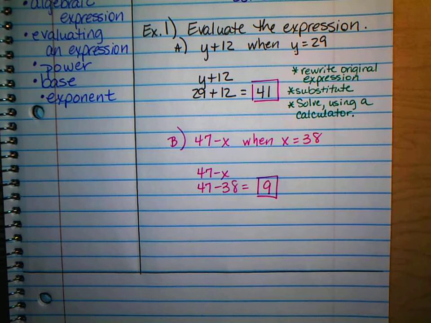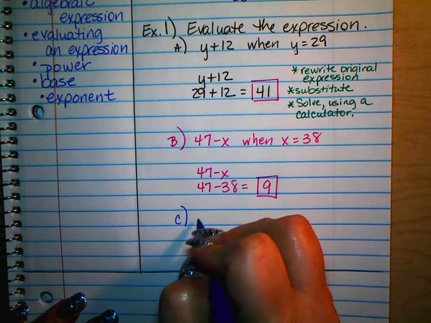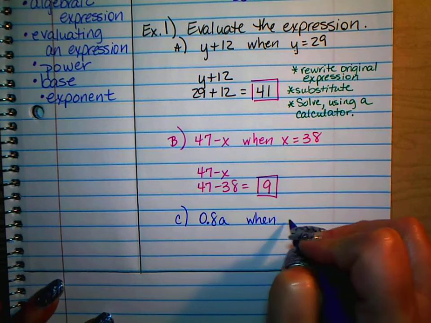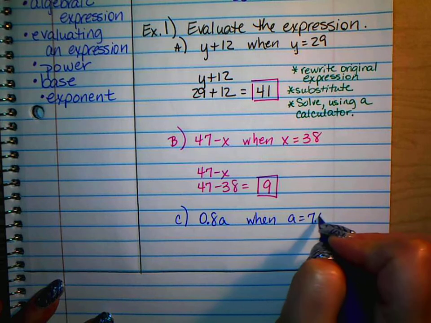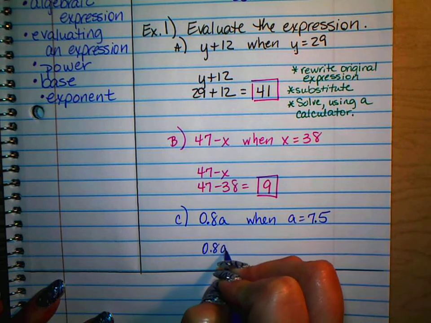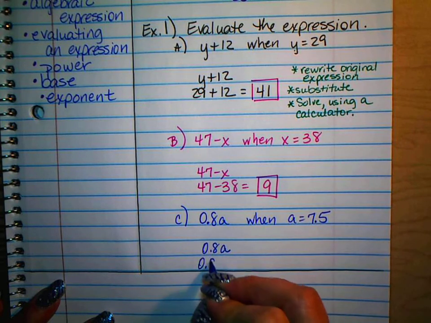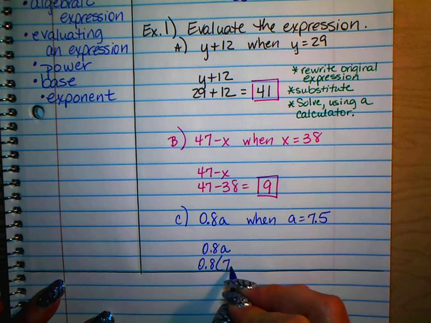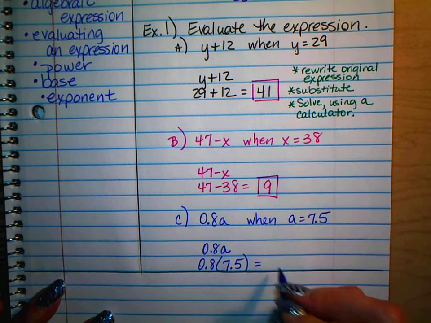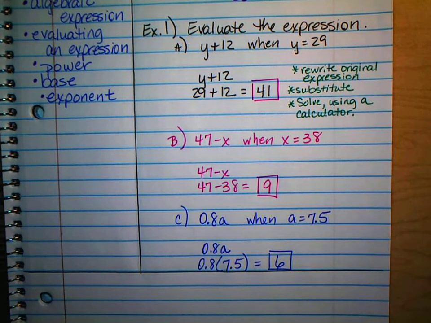Let's do one more here. 0.8a when a equals 7.5. Again, rewrite it, then substitute. This one, definitely use the calculator, and when you do, you find your answer is 6.